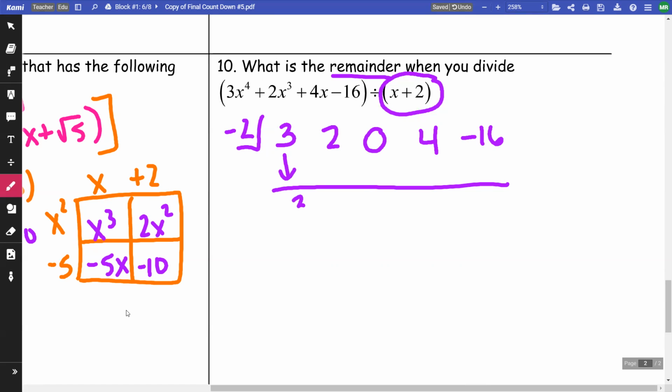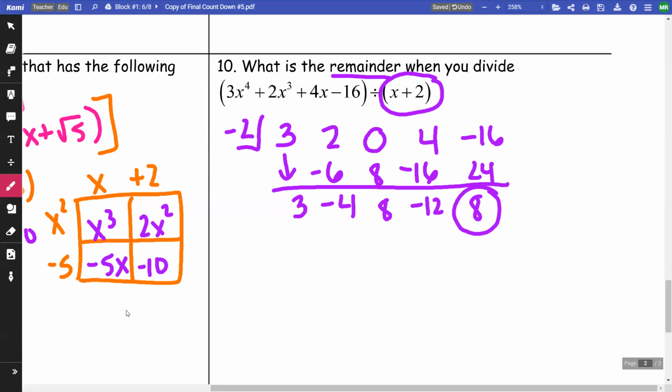Bring down your first number, times it by -2, I get a -6, add it, I get a -4. -4 times -2 is 8, add it, I get 8. 8 times -2 is -16. I add it, I get -12. -12 times -2 is 24. I add it, I get an 8. That is your remainder, 8. Our remainder equals 8.